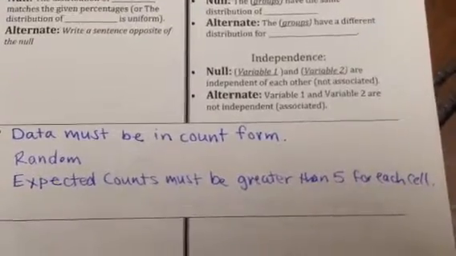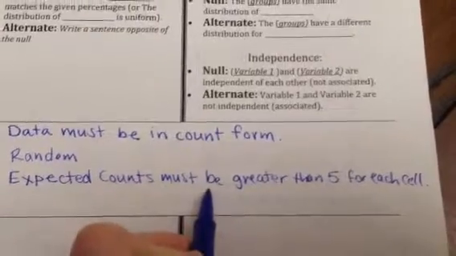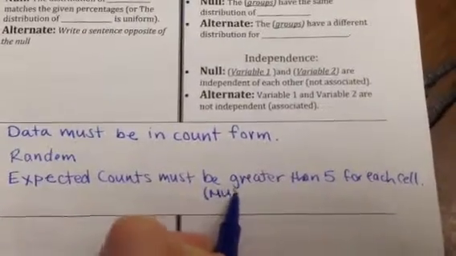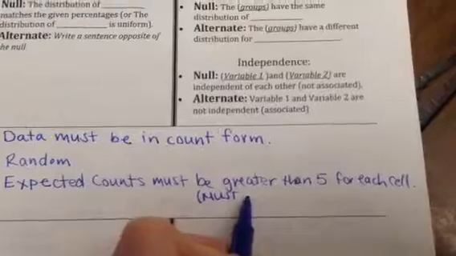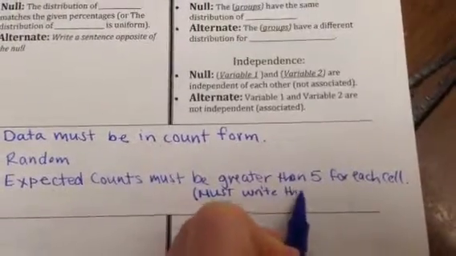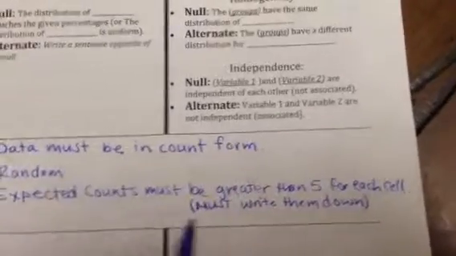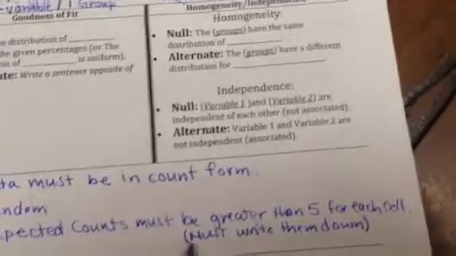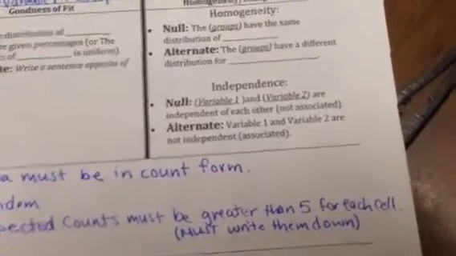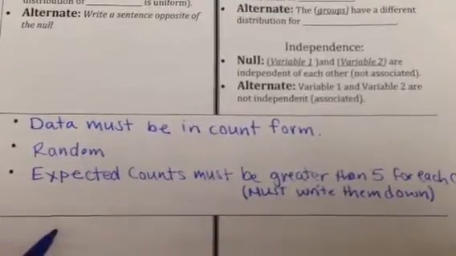Expected counts are actually really important for chi-squared tests, and it's required that you write them down. So why don't you make yourself a little note, must write them down. It's not good enough to just write expected counts are greater than 5 and put a check. You actually have to write them down and sort of give justification that, yep, I checked them and they are greater than or equal to 5.